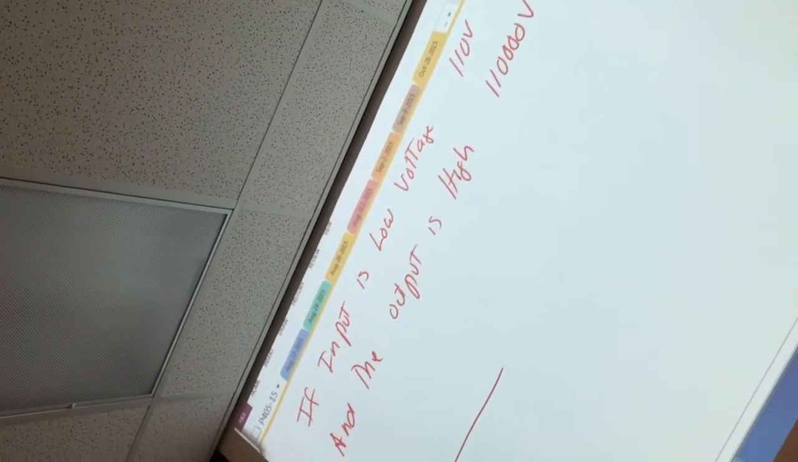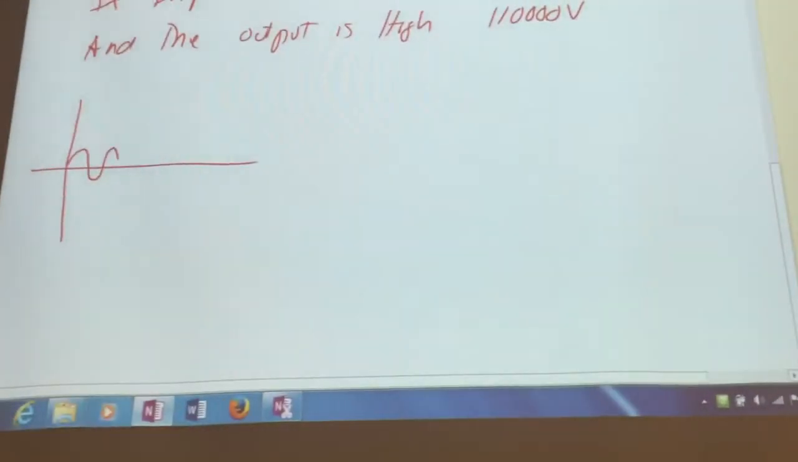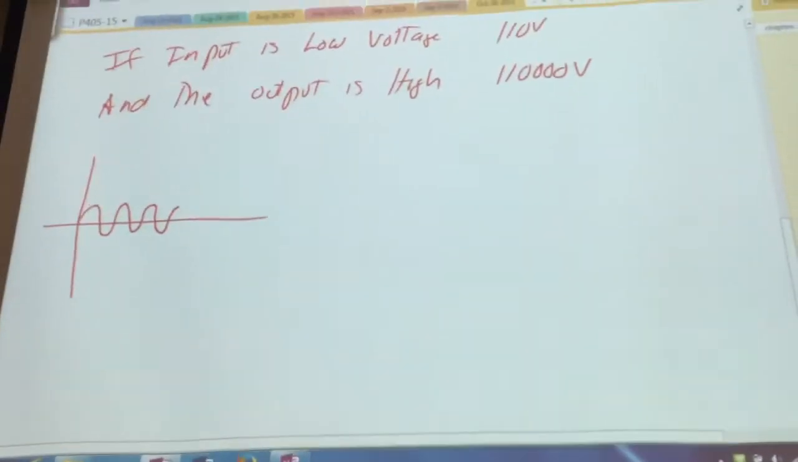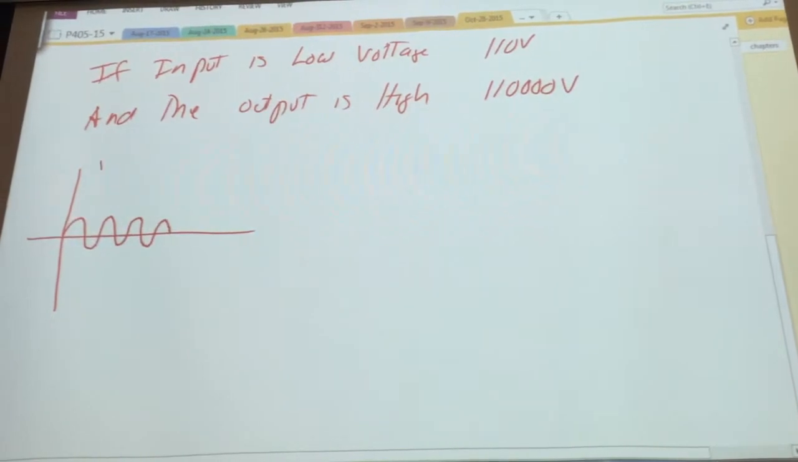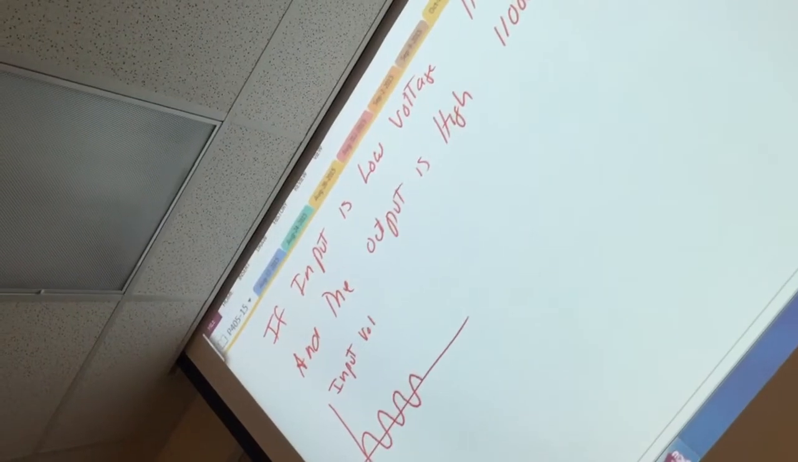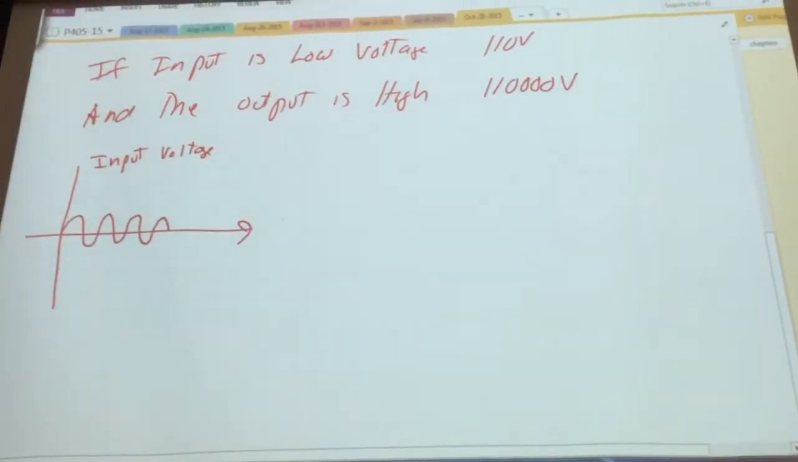Draw this in a little picture. We might say that this is our input voltage. Looks kind of like that. Why does it look like that? Our input voltage is a changing function in time. This is AC voltage. So our voltage changes back and forth.